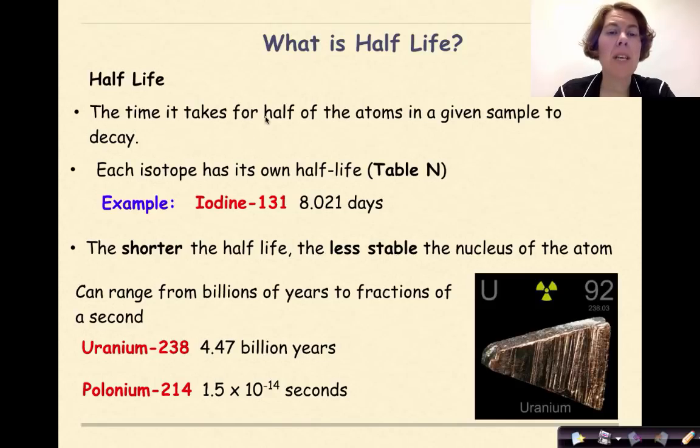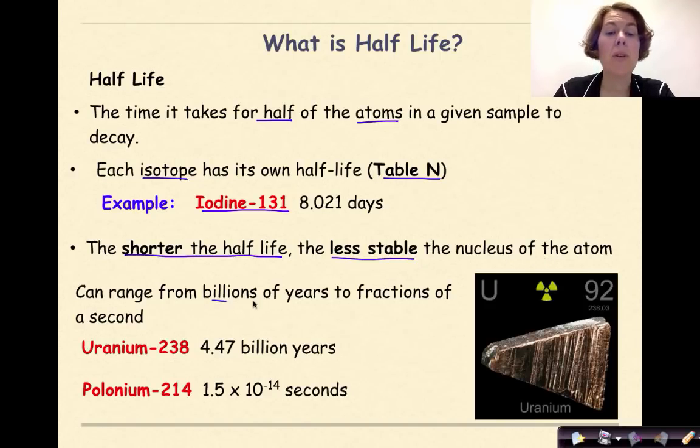Half-life is the time it takes for half of the atoms in a given sample to decay. Each isotope has its own half-life, and we're going to be looking at a sample of those from Table N. So one example is iodine-131, and iodine-131 has a half-life of 8.021 days. The shorter the half-life, the less stable the nucleus of the atom.